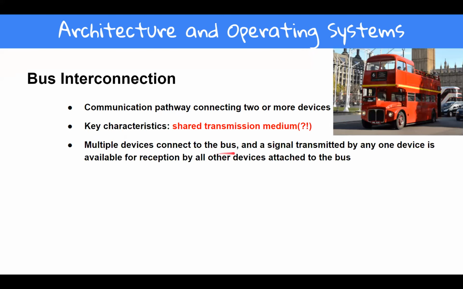Multiple devices connect to the bus, and a signal transmitted by any one device is available for reception by all devices attached to the bus. This is similar to the bus network topology in the networks that we have. So it's shared between them. It's a highway between all of these modules, and they can send and receive data using that shared medium.